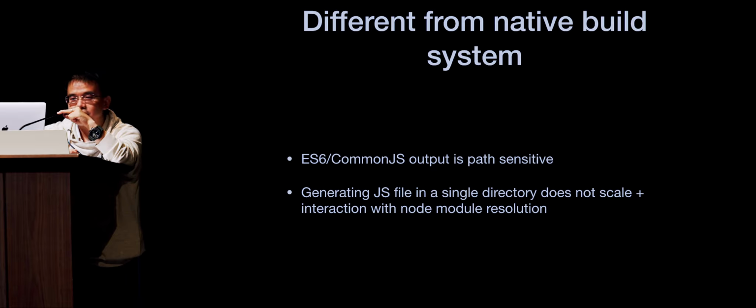but that doesn't scale, because when you have a large project with tens of thousands of files, and you generate all the files into a single directory, in most file systems the file I/O performance will be degraded when you have a large directory which contains a lot of files. So that's not a scalable solution. To conclude, for JavaScript compilation, the build system challenge is a bit different from native.